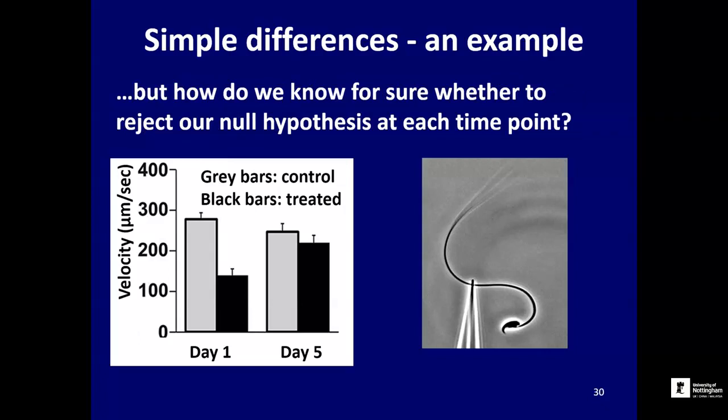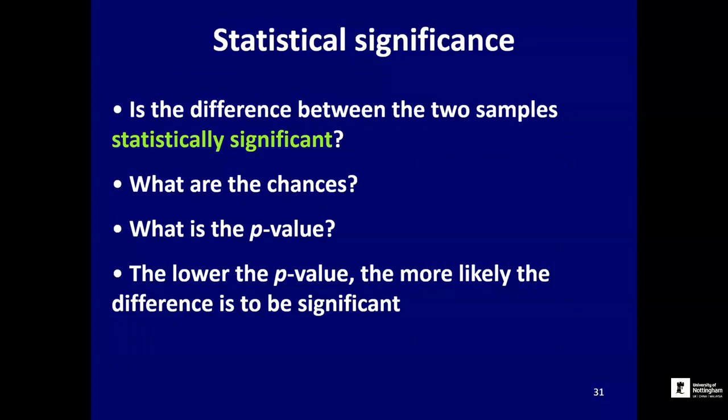So we want to know whether we should reject our null hypothesis, both at day 1 and day 5. So we're actually going to run 2 tests for the 2 different time points in the experiment. So I'm going to labour this point a bit. We're looking for this p-value, which is going to tell us about statistical significance, and there are lots of ways of expressing what it is we're trying to achieve. We're asking whether the difference between the 2 samples is statistically significant.